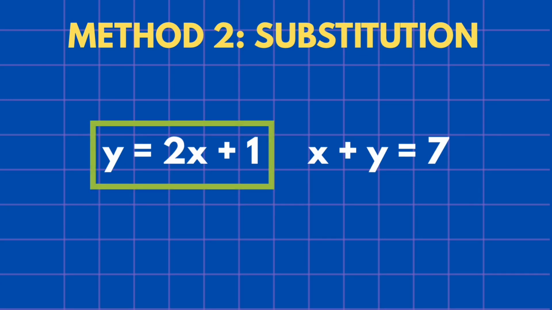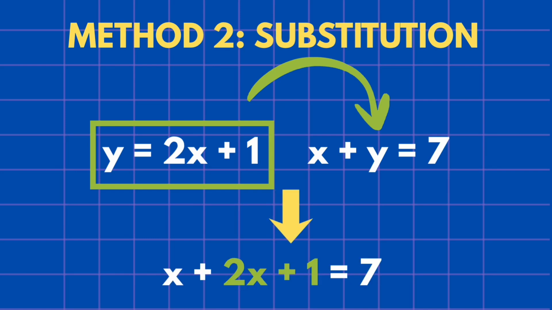Now let's look at substitution. Substitution works best whenever one variable is already isolated, or it can be isolated very easily. Here the first equation already tells us exactly what y equals. Instead of writing y in the second equation, we simply replace it with 2x plus 1. As soon as one variable is isolated, substitution usually becomes very efficient.